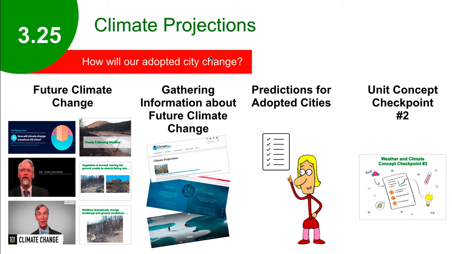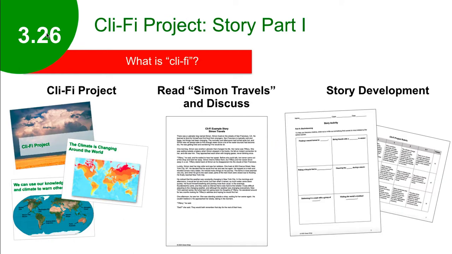Then, students use some reliable websites to gather information about the projections for future climate change in different regions. They create a class list of all the potential changes that they discovered and predict which of their adopted cities might be affected by each change. Finally, students participate in the unit concept checkpoint number 2, which is a formative assessment with challenging questions that both assess and solidify their knowledge. So be sure to ask students about why the incorrect answers are wrong, because that is going to help them address some common misconceptions.